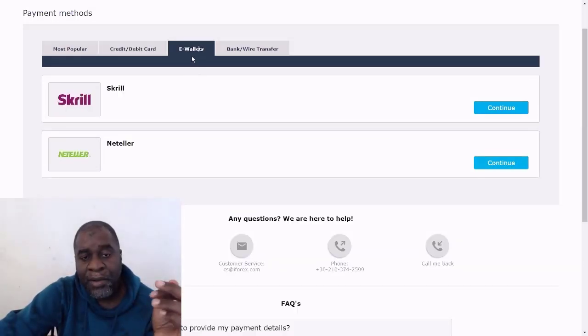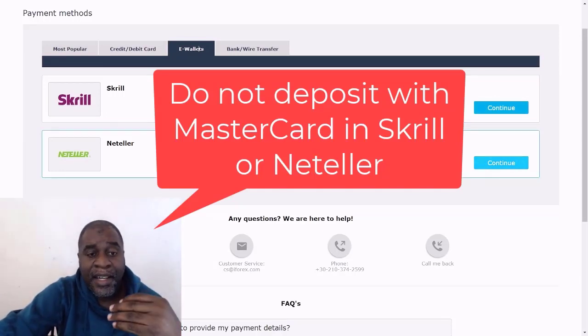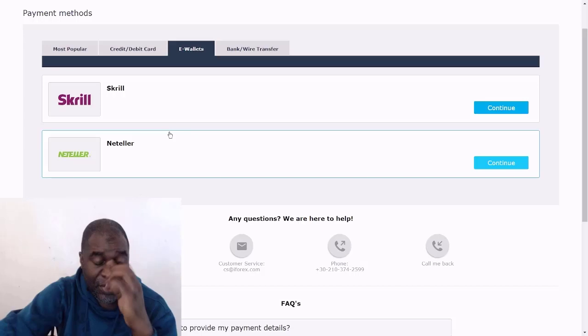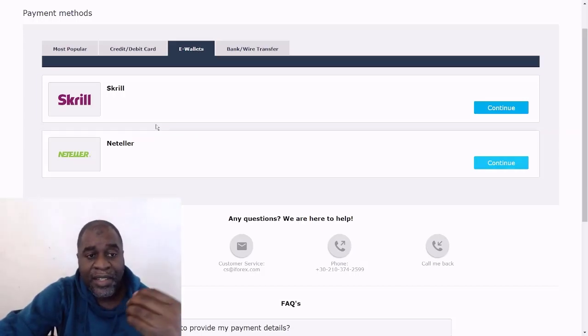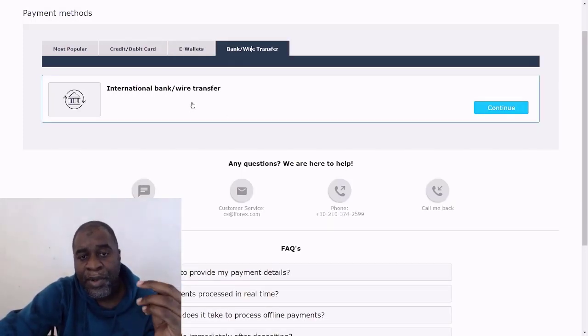You also have e-wallet deposits by Skrill or NetTeller. Just remember that Skrill and NetTeller, you cannot use MasterCard funds deposited in Skrill or NetTeller to trade. So a lot of people contact me with funds stuck in Skrill because they've been trying to use MasterCard funds to deposit in a trading platform. So Skrill and NetTeller do have a lot of advantages and disadvantages. I'll come back to that in a bit. You can also deposit by international bank wire transfer, and this is a standard international transfer.